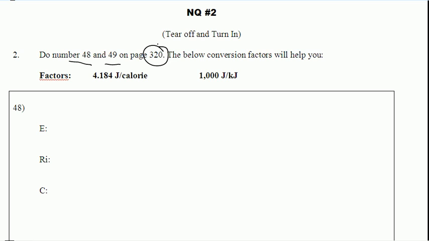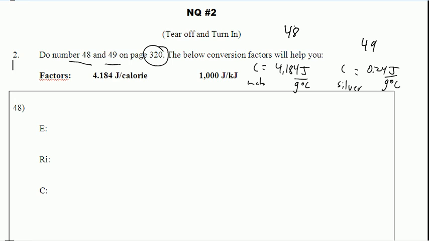Now I noticed in order to do these problems you need to know the specific heat of water, which is 4.184 joules per gram degree Celsius, and you're actually going to need to know the specific heat of silver. Those values are given to you on page 297, and the specific heat of silver is 0.24 joules per gram degree Celsius. You're going to need silver for problem 49, and you're going to need water for problem 48.